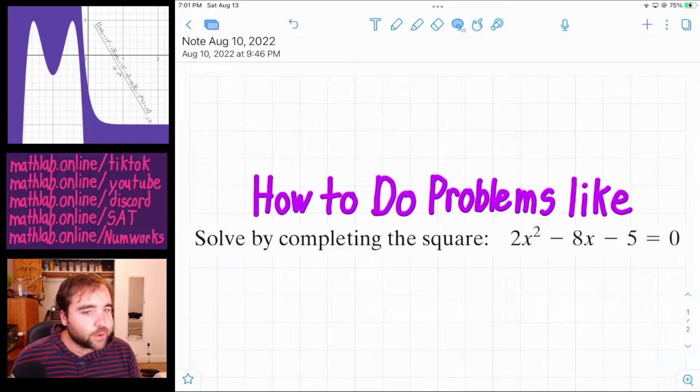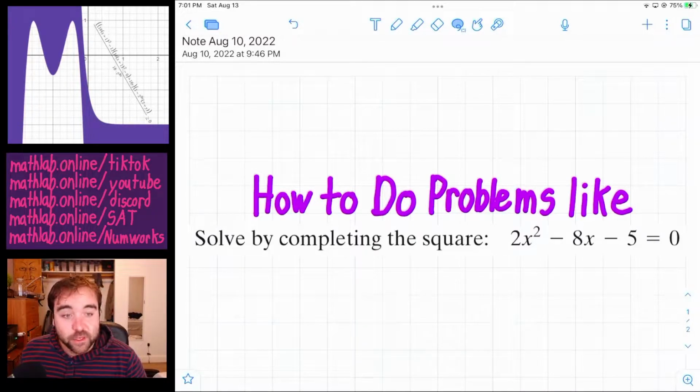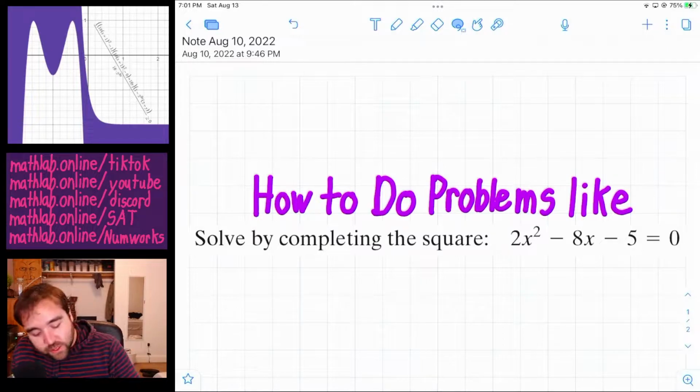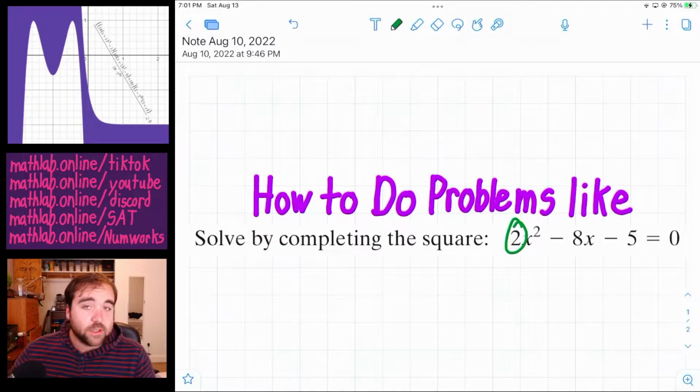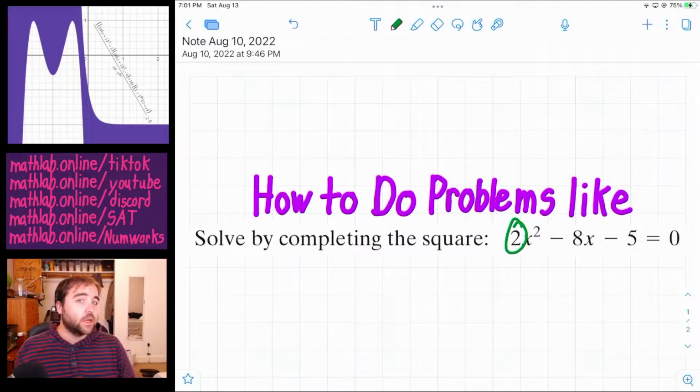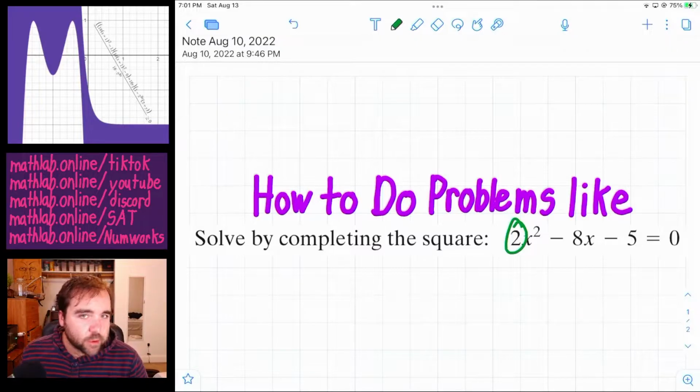Here's another completing the square problem. But notice the difference here. There's a number right here, this 2. And that changes things because our completing the square pattern and a lot of those ideas we just used do not really work if there's a number there.